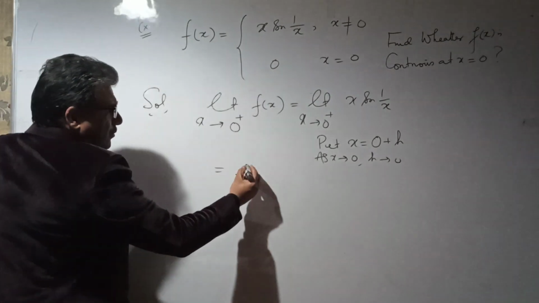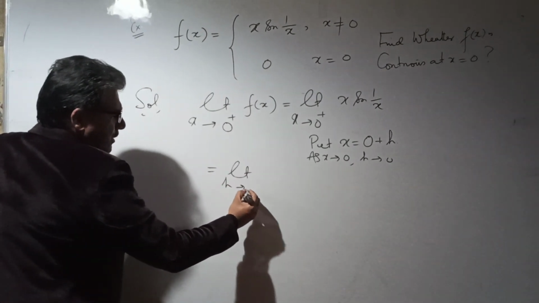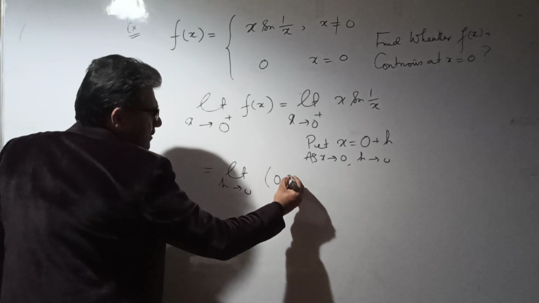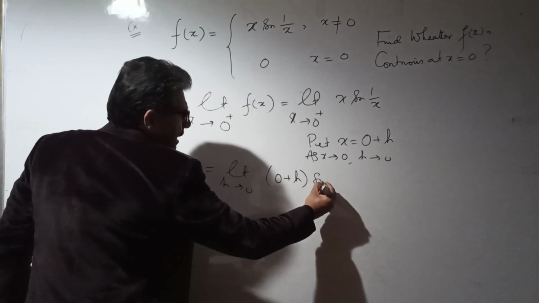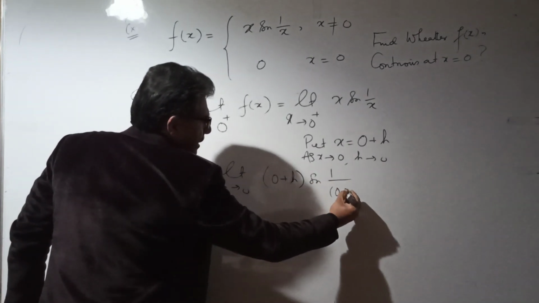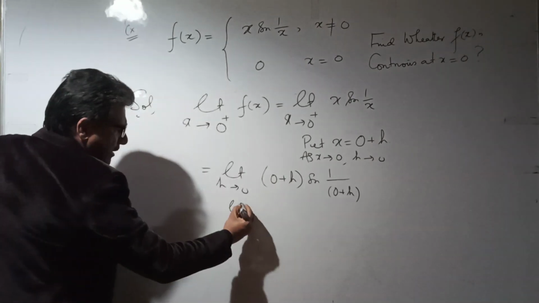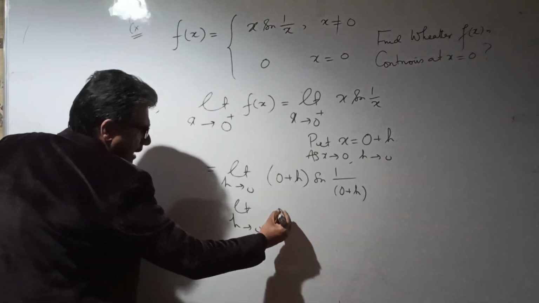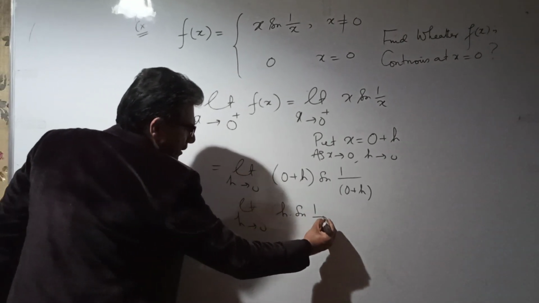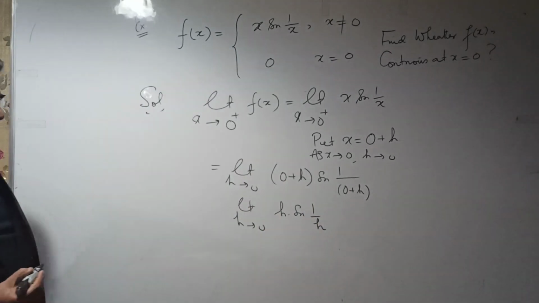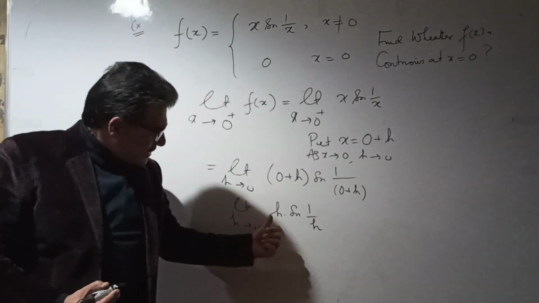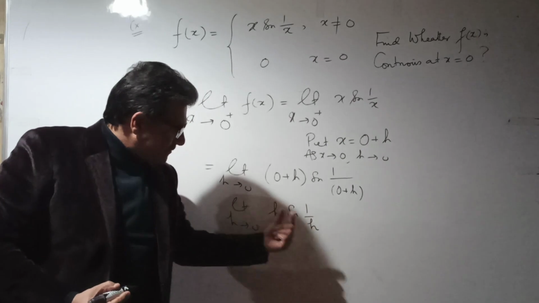So this is equal to limit h tends to 0. Instead of x, I will write 0 plus h, then sine of 1 by 0 plus h. That is limit h tends to 0, h into sine of 1 by h, because 0 plus h is h. 0 plus h is h. It is 1 by h.